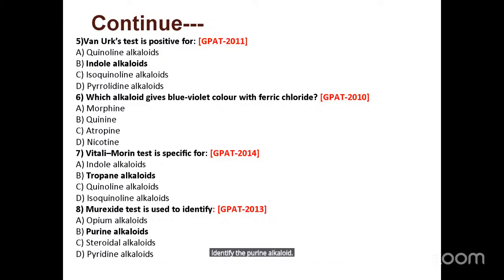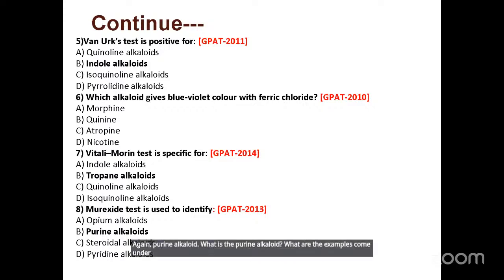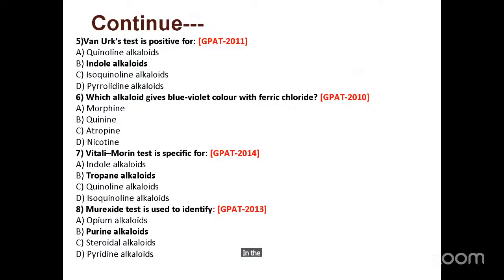Purine alkaloid. What is the purine alkaloid? What are the examples that come under the purine alkaloid? In the purine alkaloid, examples are theophylline, caffeine, and theobromine, right? So these are the particular chemical tests.